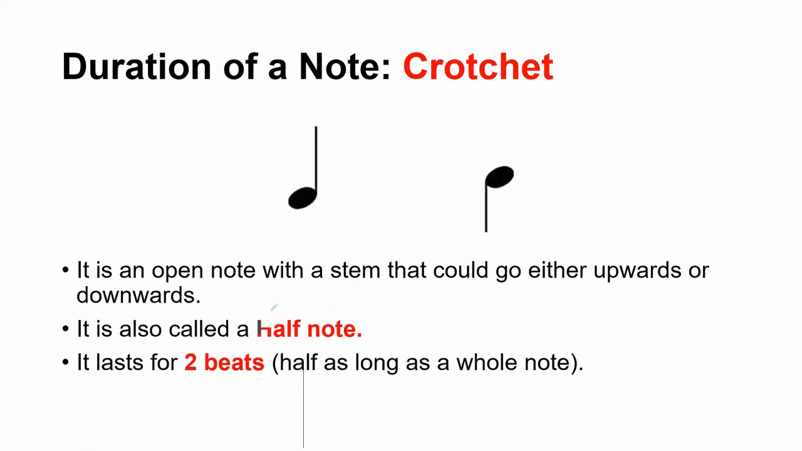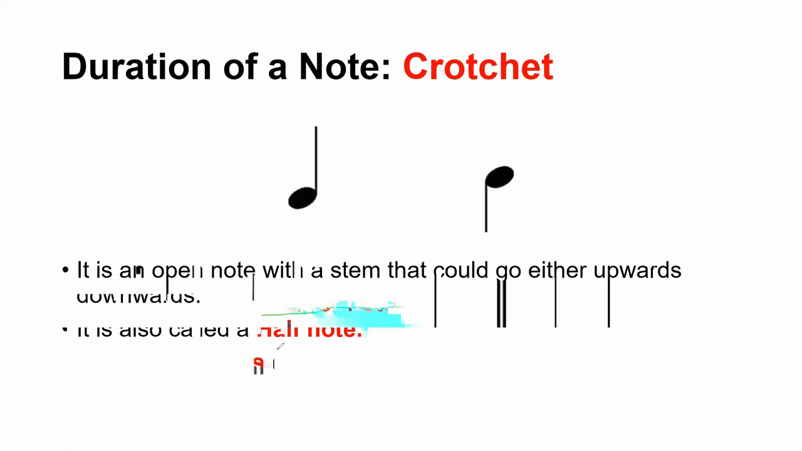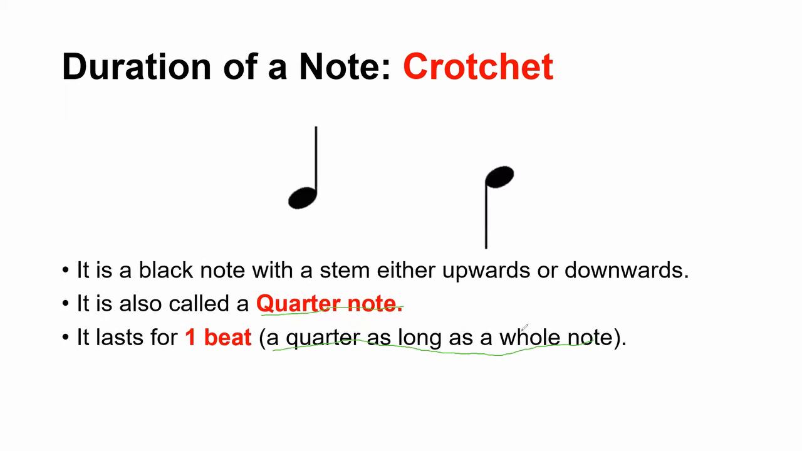So it's a quarter note because it lasts for a quarter of a whole note. Now, if a whole note lasts for 4 beats, therefore the crotchet, which is a quarter note, lasts for a quarter of 4 beats, which means that a quarter note lasts for 1 beat. Does that make sense?